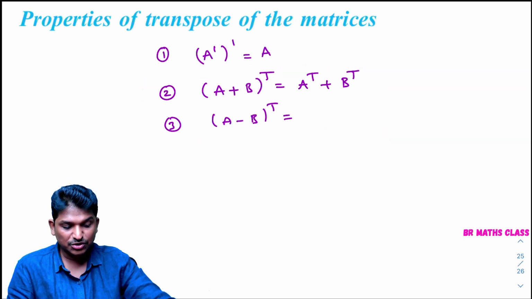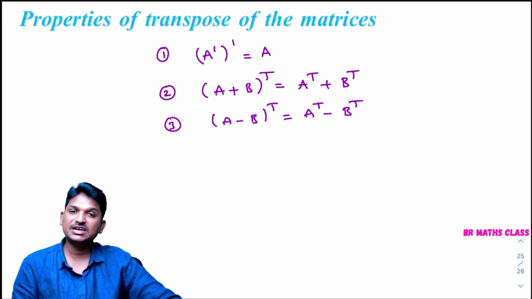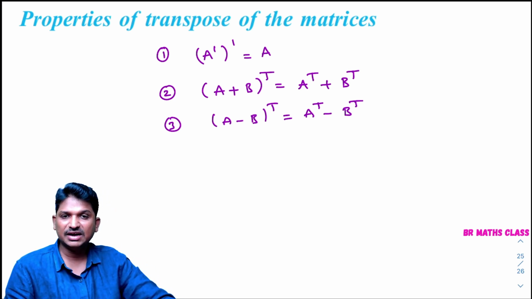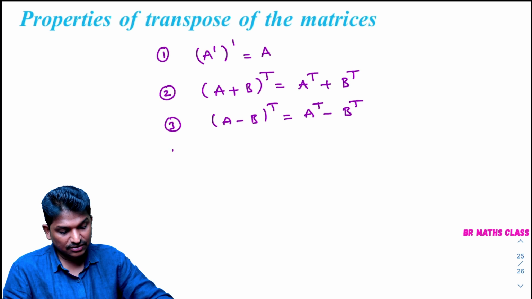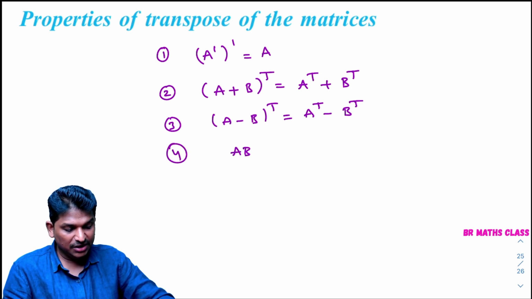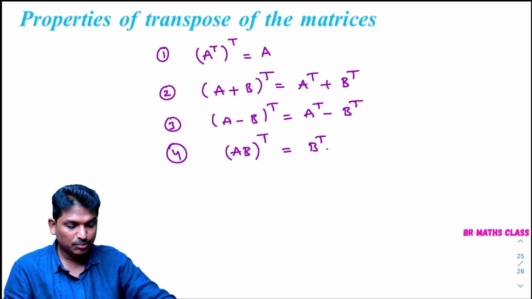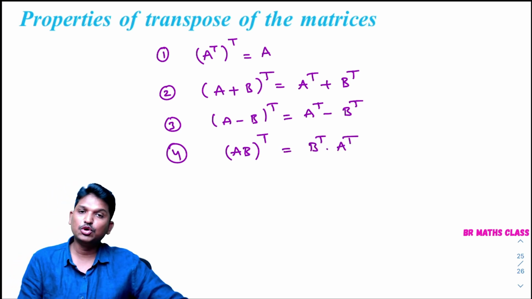A plus B whole transpose is A transpose plus B transpose. In the same way, A minus B whole transpose is A transpose minus B transpose. Transpose can be written as power T or just simple dash also we can write. Okay. Next, fourth property, AB whole transpose. AB whole transpose can be written as B transpose into A transpose.